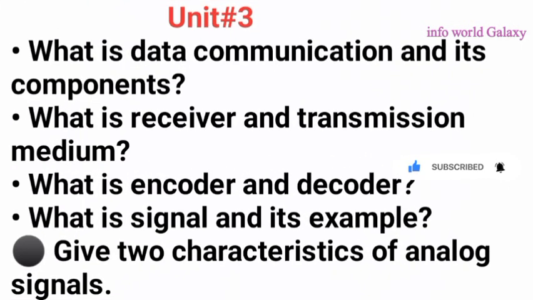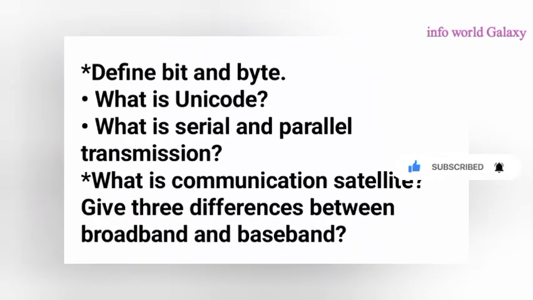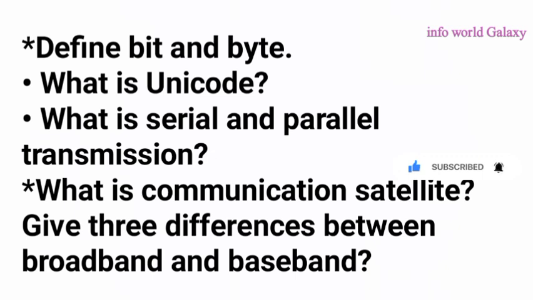Unit 3. What is data communication and its components? What is receiver and transmission medium? What is encoder and decoder? What is signal and its example? Give two characteristics of analog signals. What is Unicode? What is serial and parallel transmission? What is a communication satellite? Give three differences between broadband and baseband.